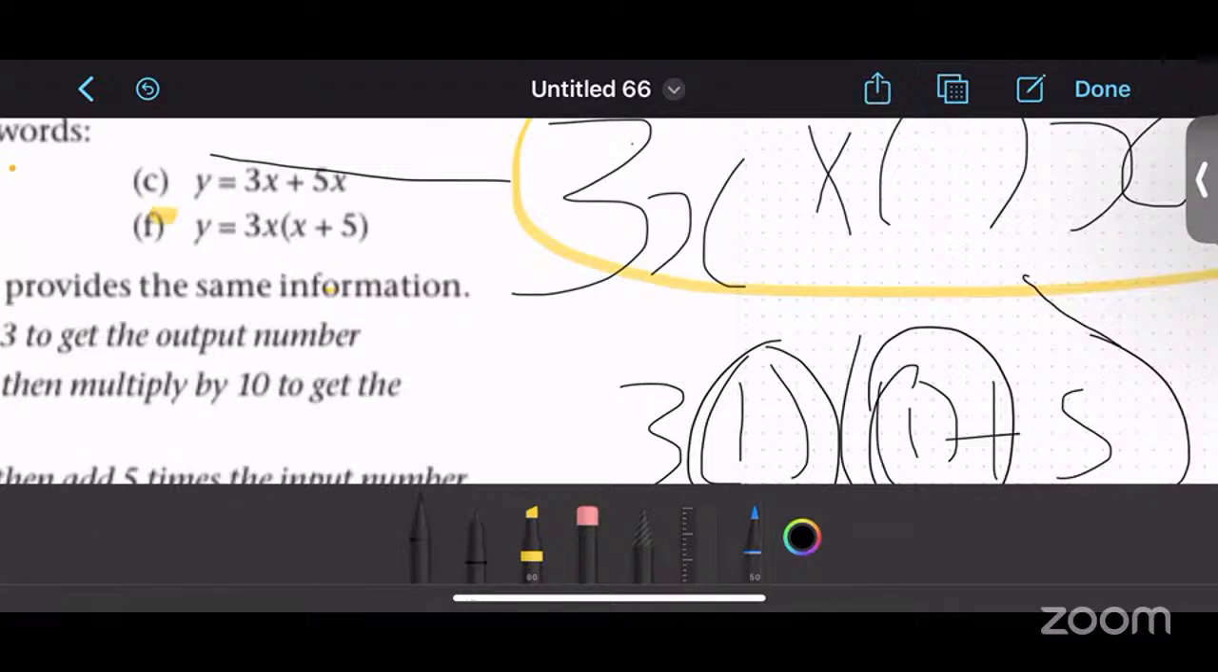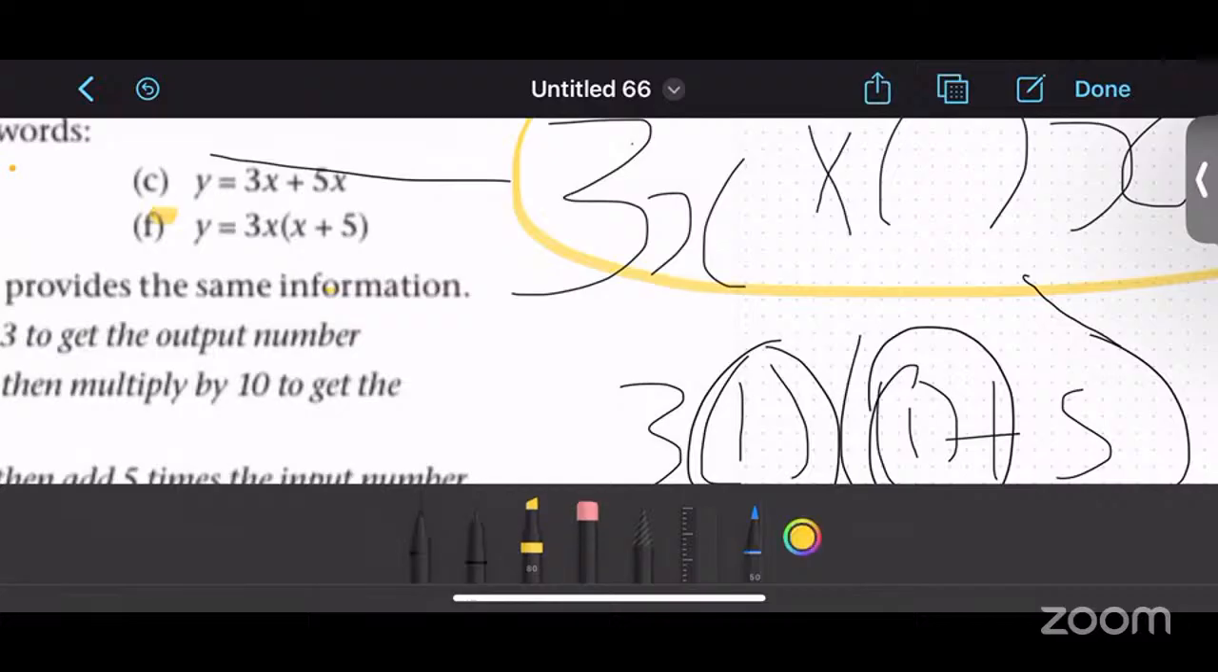Ma'am, will you please repeat that, ma'am? To get the output number, you have to add 5 to what? To x and then times 3 with the input number.